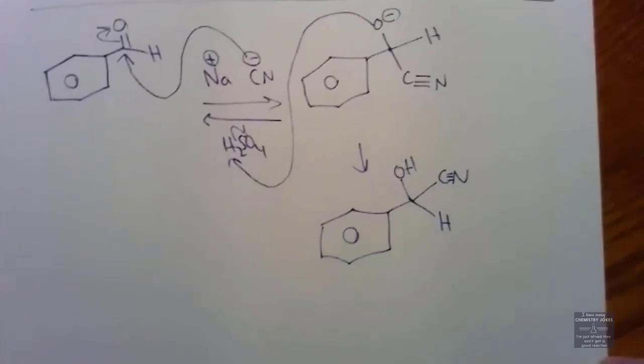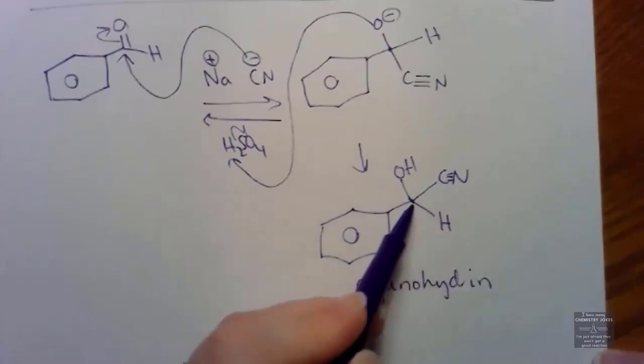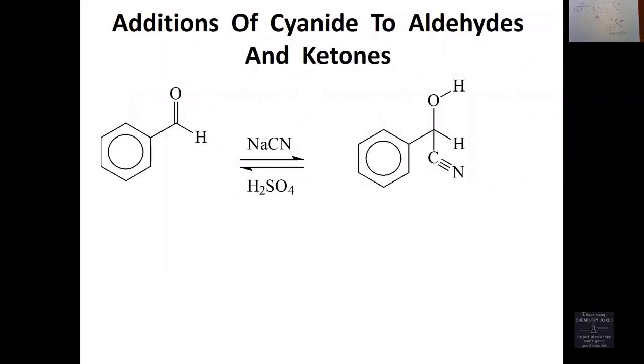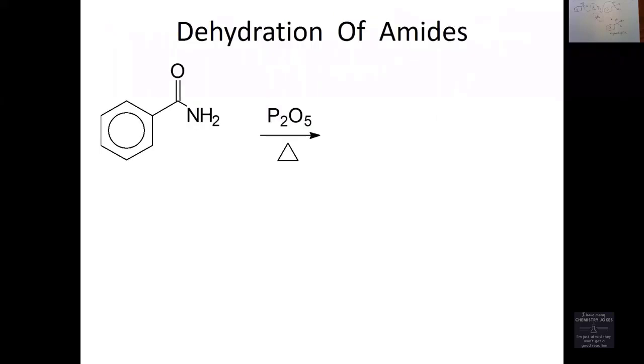This is called a cyanohydrin. A single carbon has a cyanide and an OH on it. It's a cyanohydrin. So a couple of slides ago, we said there were 3 ways to prepare nitriles. You've now seen 2 of them. The third way is actually a repeat of something we studied in the amide video. You can dehydrate an amide to make a nitrile.